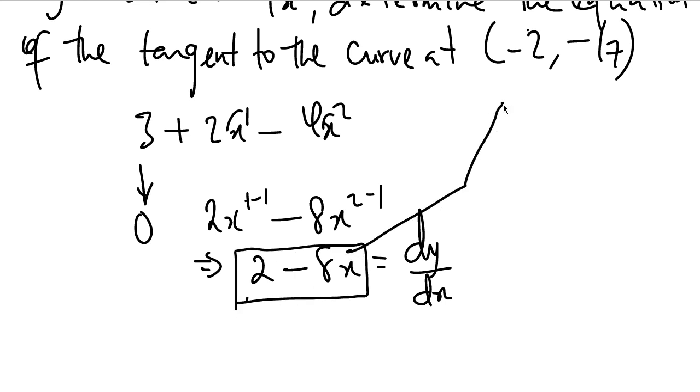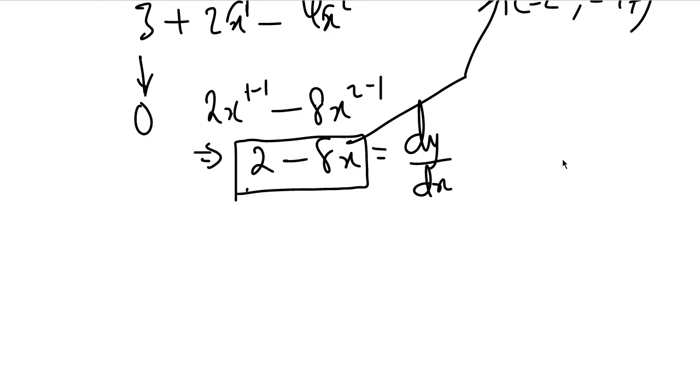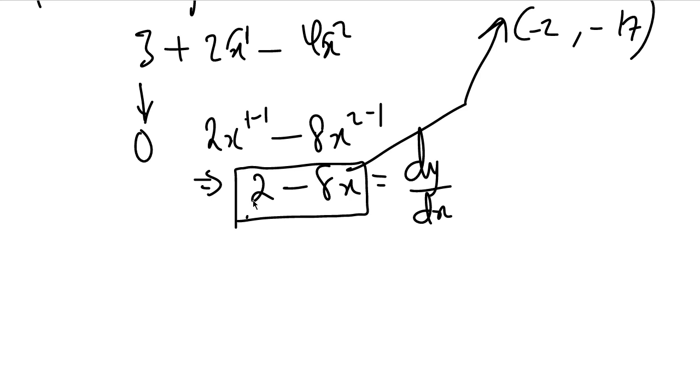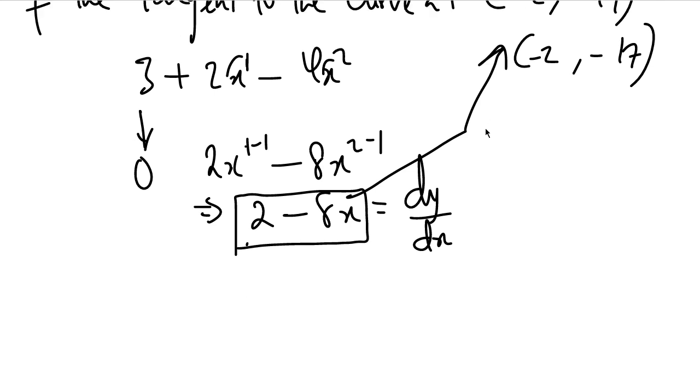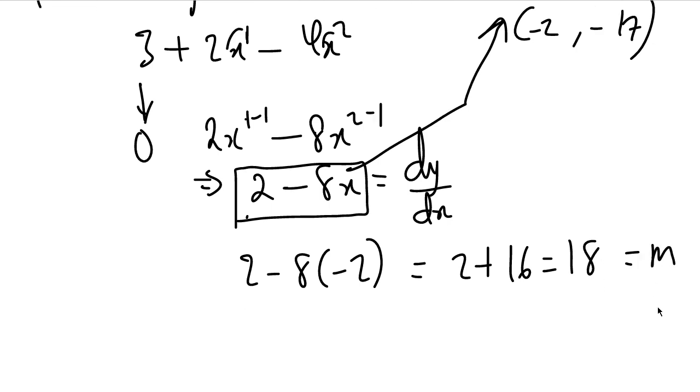But in this case, what's the value of x? It's negative 2. What's the value of y? Negative 17. So what you simply do is, anywhere you have x, substitute negative 2, so that you get the gradient at that point, which is at x equals negative 2. That will be 2 minus 8 times negative 2. And negative 8 times negative 2 is positive 16. So that's 2 plus 16, which is 18. So that means the gradient is 18, which is m.